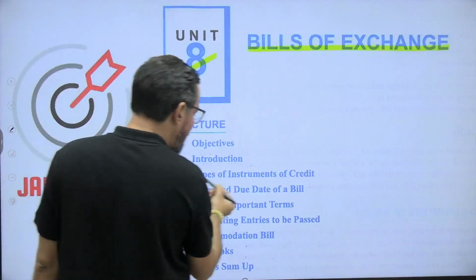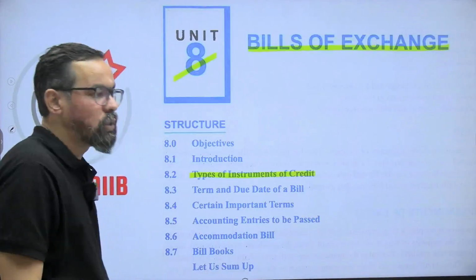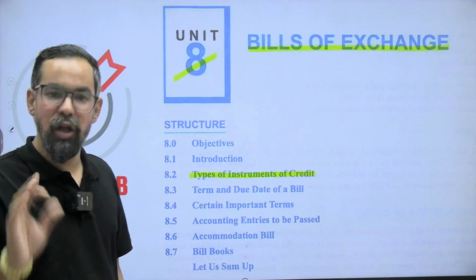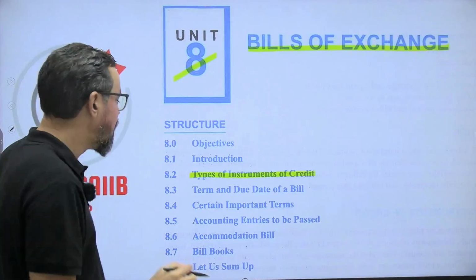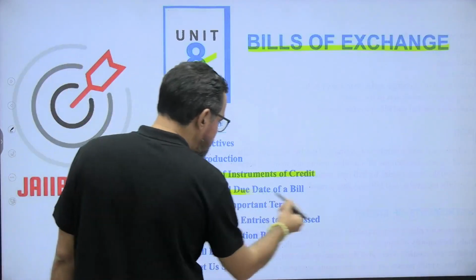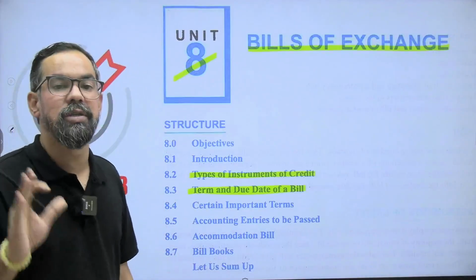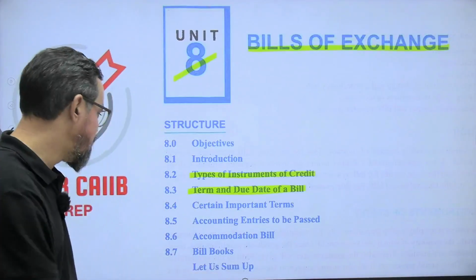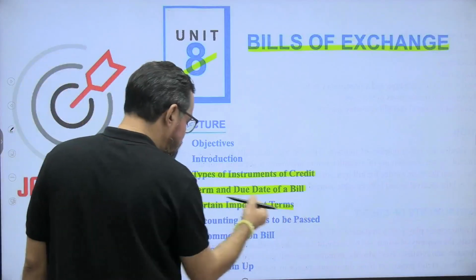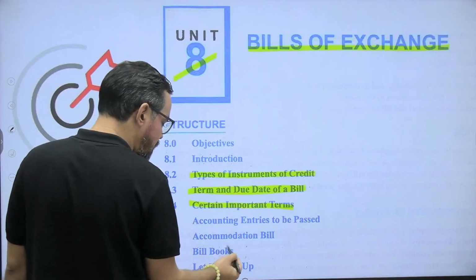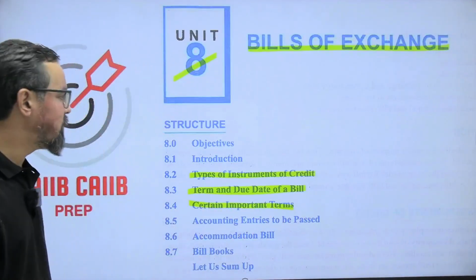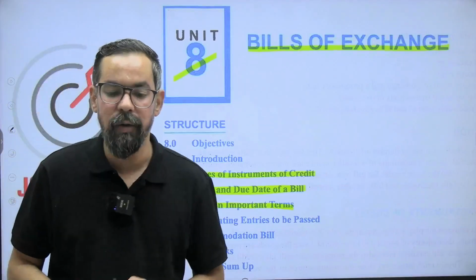So basically, type of instrument of credit, which include your bill of exchange and promissory note. Then we have terms and due date of bill. So certain terminologies which are associated with the bill of exchange, right? So these are the two units. Then we have accounting entries, accommodation bill, bill books, right? So these are some areas which are generally part of your bill of exchange.